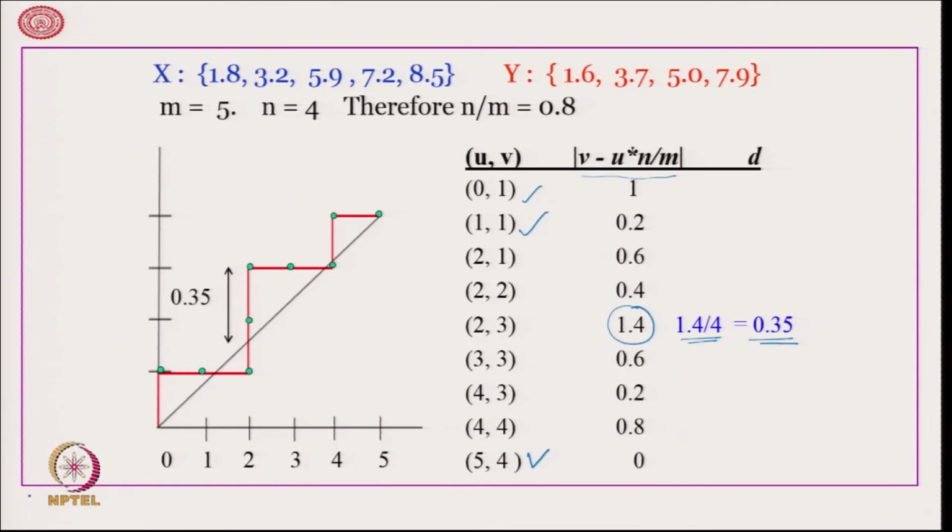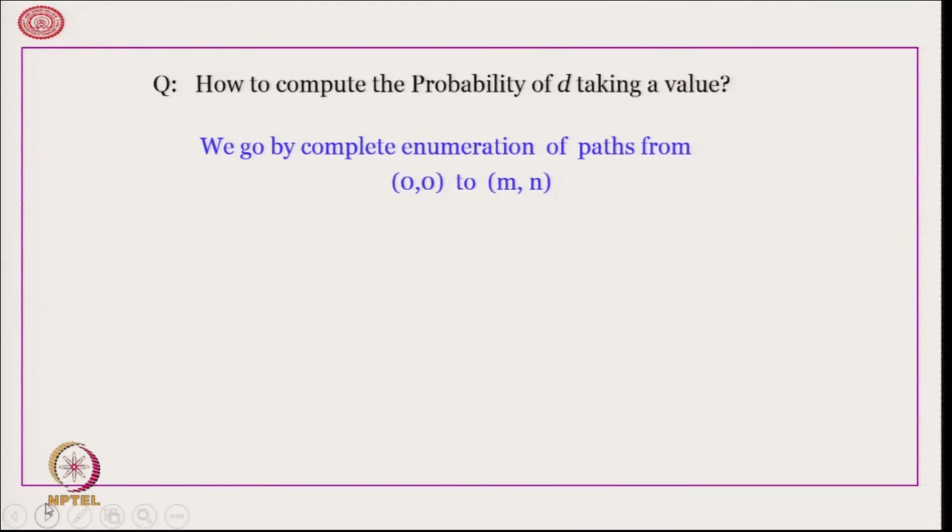Thus, we transform the problem of obtaining the maximum difference in the cumulative functions into the problem of computing a path, and from there we are looking at the maximum vertical distance from the diagonal. So, the question is how to compute the probability of d taking a particular value.